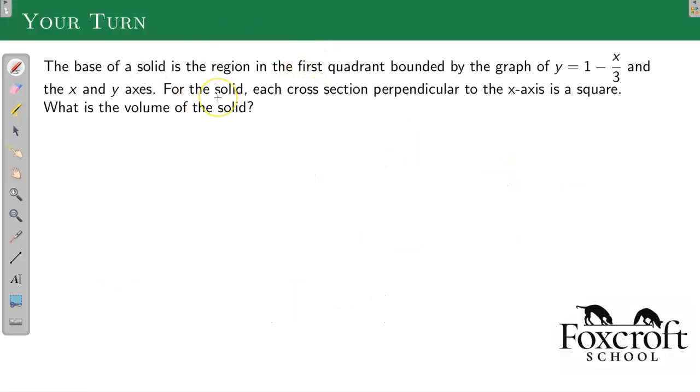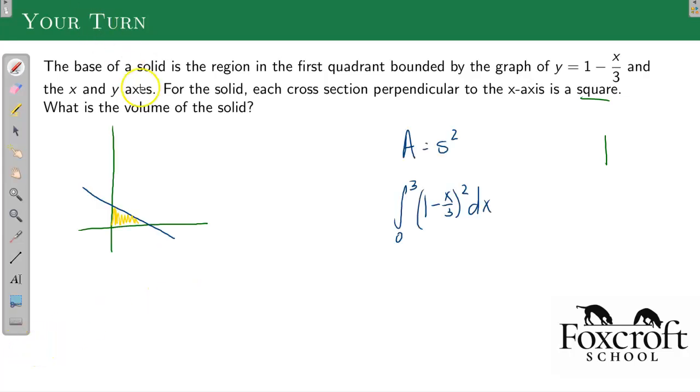So here's one for you to try on your own. Same idea. We have a region that's bounded. Each section is a square. So it's just like the first example. You figure out what the side of your square is, square it, and then take your integral. So go ahead and try that, and I'll show you the answer in 3, 2, 1.